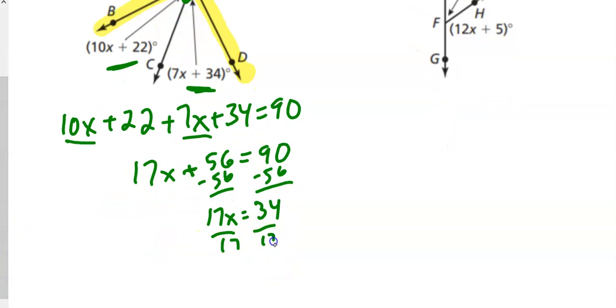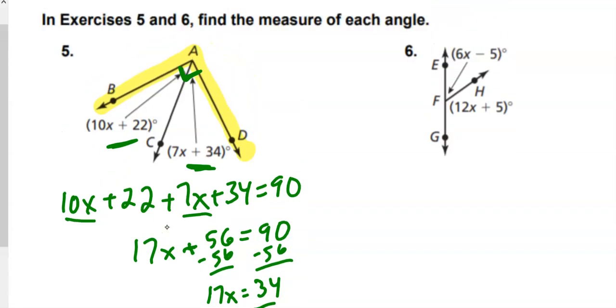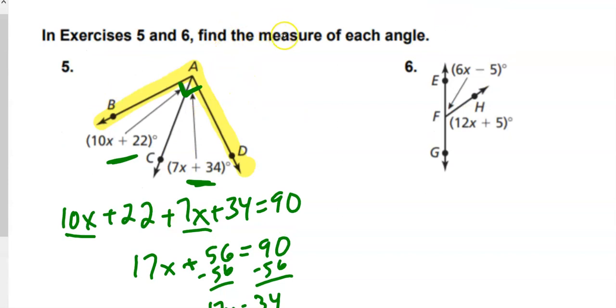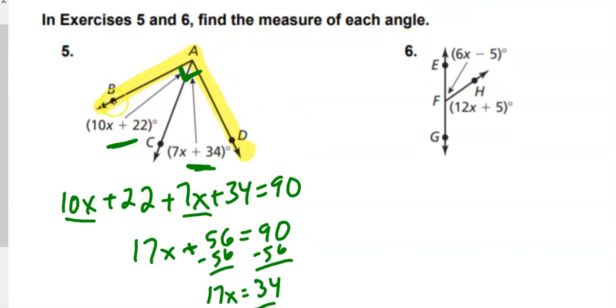Okay, so now this doesn't mean this is the answer to our question. Just because we find out what x is, we need to go back and read our question. Is it looking for just x? No, it says find the measure of each angle. Okay, so we know angle BAD is 90 degrees. That's our largest angle in yellow there. Then we have this smaller angle here. So this is angle BAC right here.